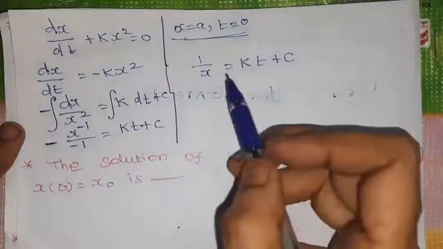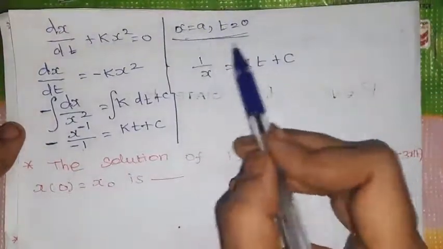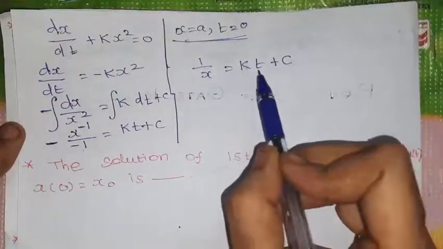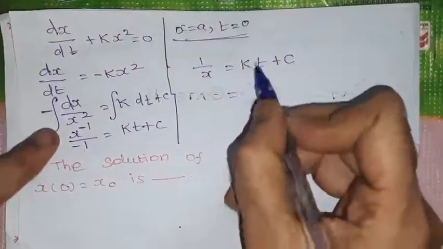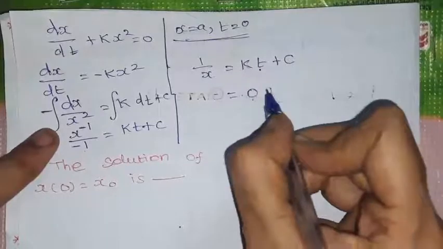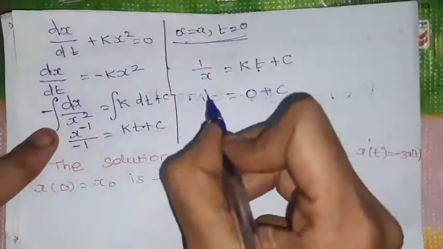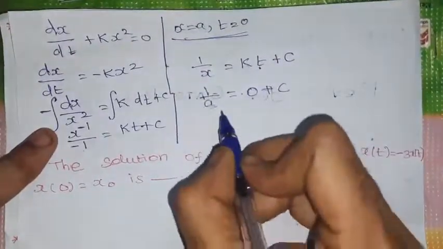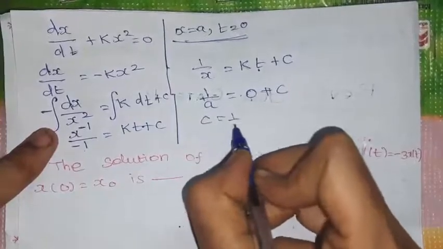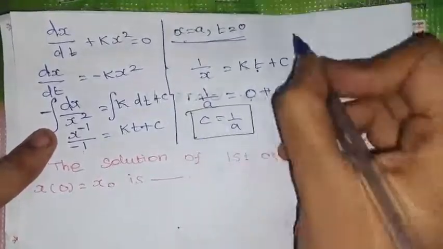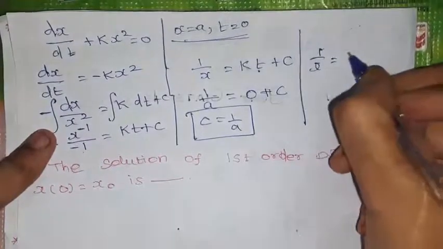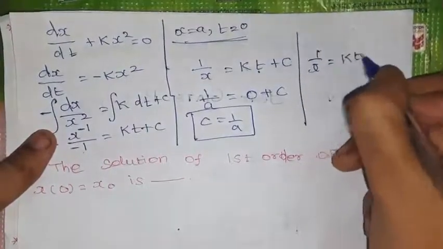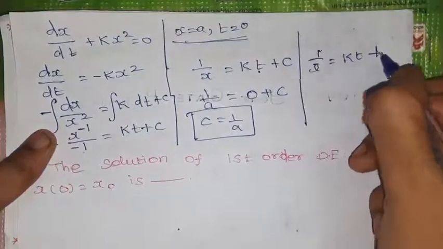Then we substitute the condition t = 0, x = a. Multiplying k by 0 we get 0, so 0 + c, and x is a at t = 0, so 1/a. So c = 1/a. Substituting in this equation, 1/x = kt + 1/a.